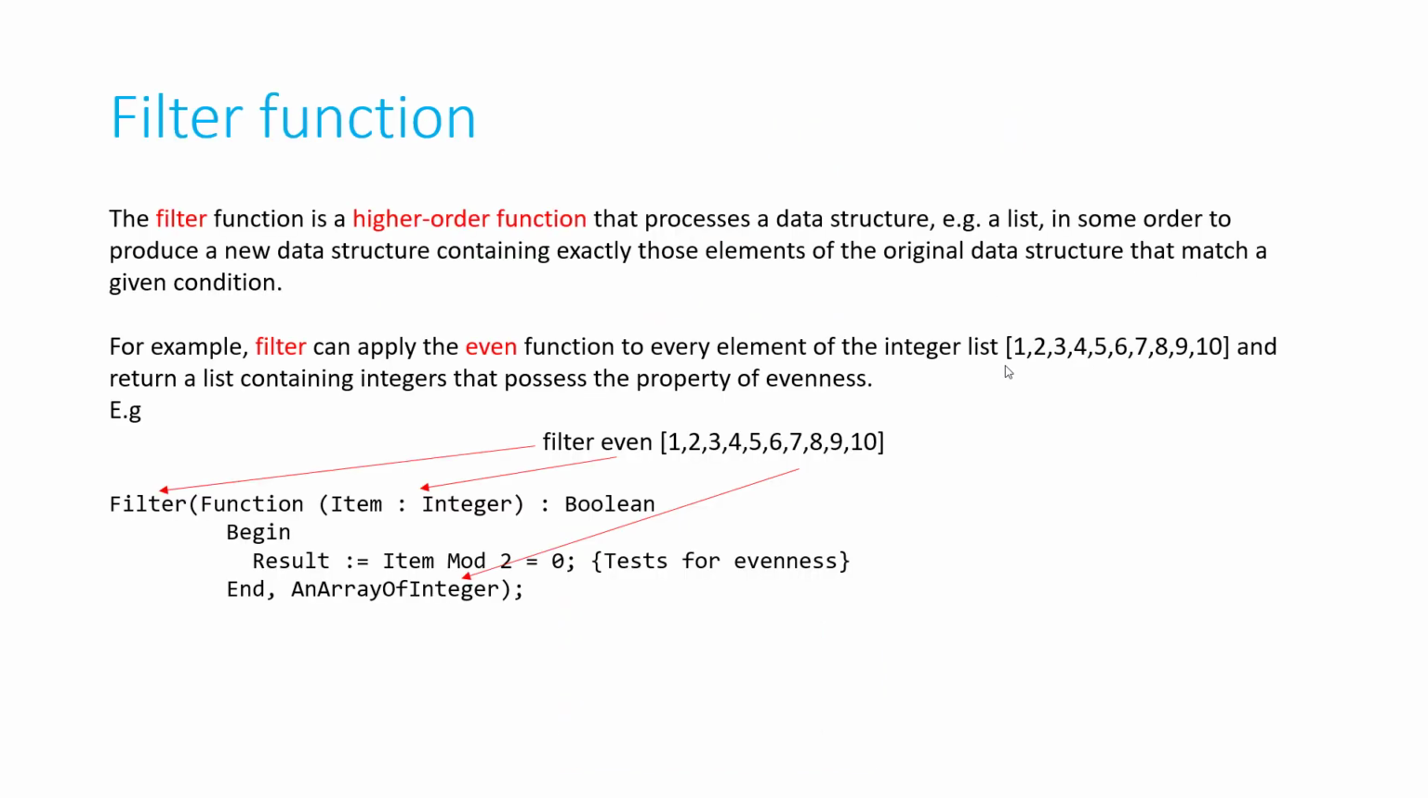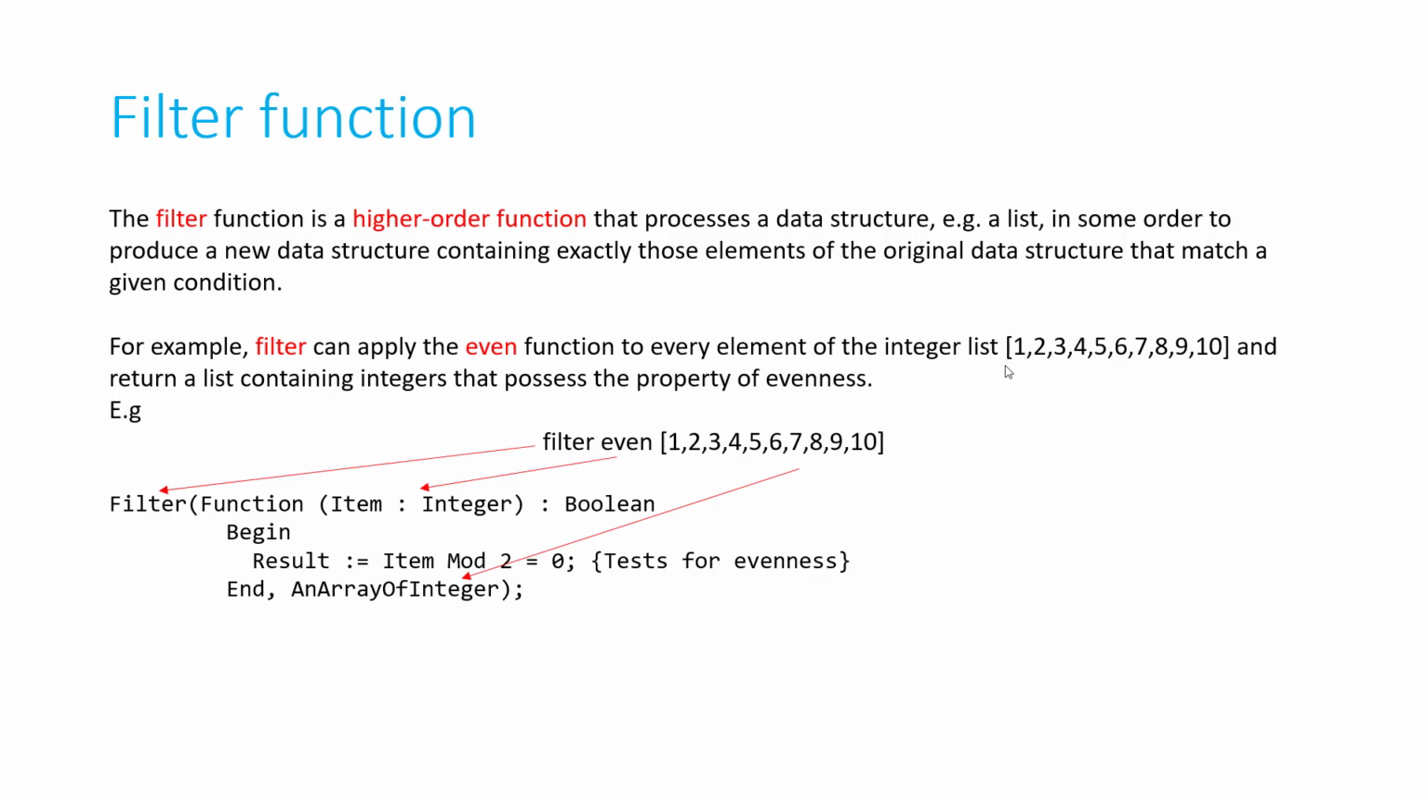The filter function is a higher order function that processes a data structure, for example a list, in some order to produce a new data structure containing exactly those elements of the original data structure that match a given condition. For example, filter can apply the even function to every element of the integer list 1 to 10 and return a list containing integers that possess the property of evenness.